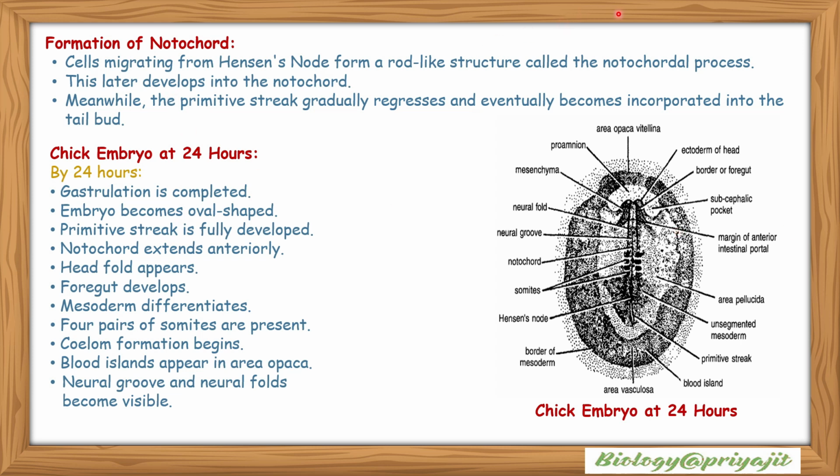Chick embryo at 24 hours. This is the image showing gastrulation is completed. Embryo becomes oval shaped. Primitive streak is fully developed. Notochord extends anteriorly. Head folds appear. Foregut develops. Mesoderm differentiates. 4 pairs of somites are present. Coelom formation begins. Blood islands appear in the area opaca. Neural groove and neural folds become visible.